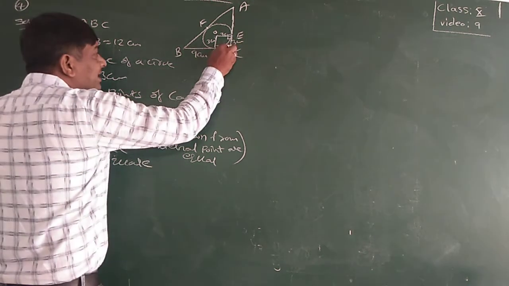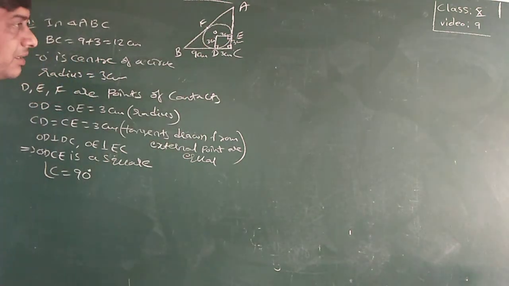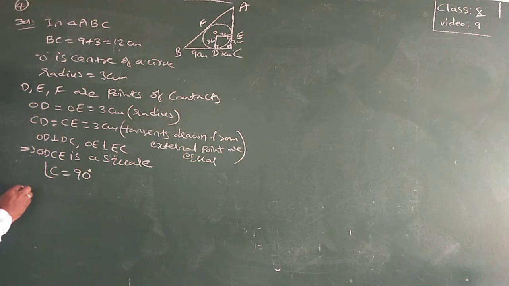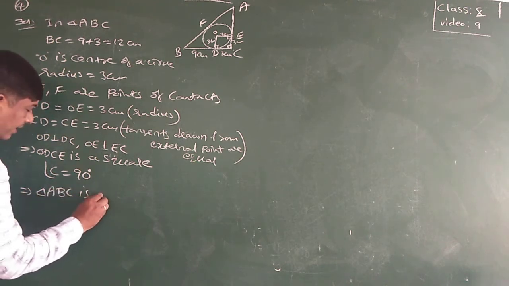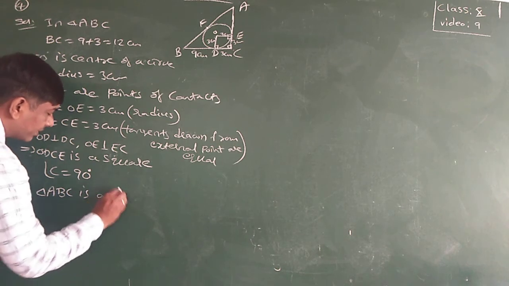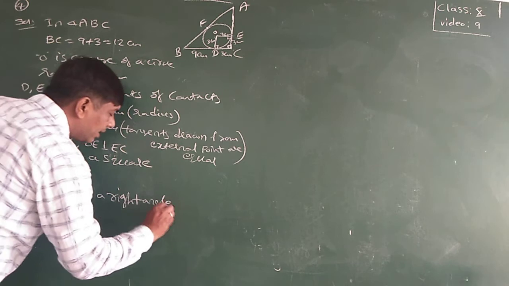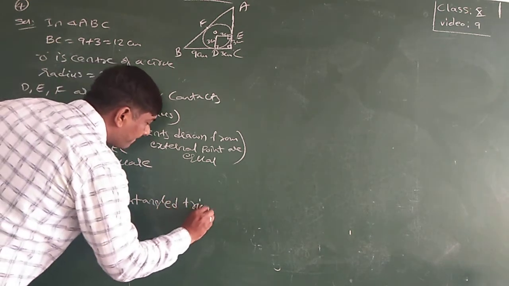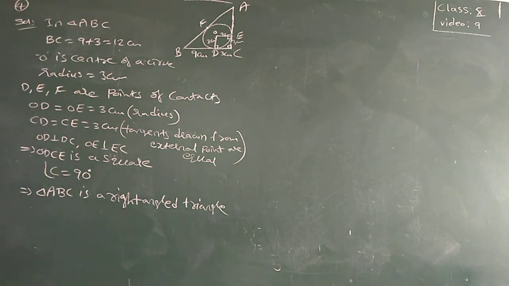If this angle C is 90 degrees, this implies triangle ABC is a right angle triangle. Triangle ABC is a right angle triangle.